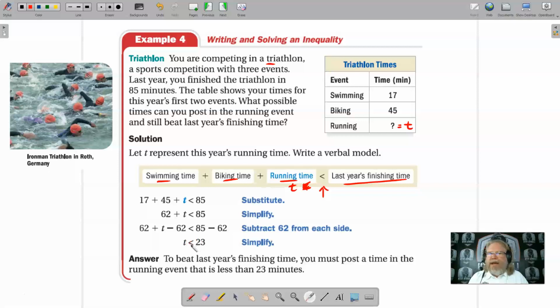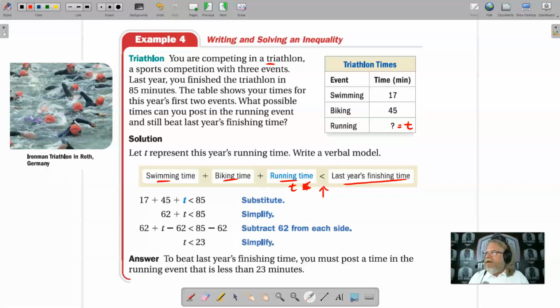Now, we don't have an exact answer because we could do it in less than 23. So 22, 21. Now, negative 7 is less than 23, but that wouldn't make sense in this problem because there's no way you could have negative 7 minutes for running, right? So we understand that it would have to be greater than 0 but less than 23. And obviously, it's probably just going to be a little bit less than 23. Chances are whatever we ran last year in 23 minutes, we're not going to run in 2 minutes this year. So over here on the left, we have a picture of the Ironman triathlon in Roth, Germany.